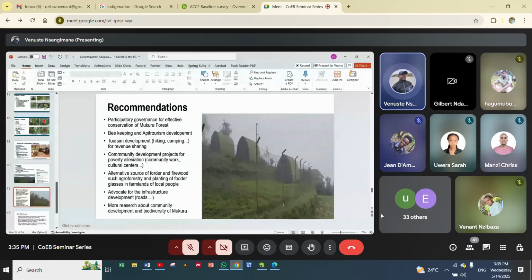Local community members are suggesting that tourism can be developed in the area, and this may include hiking and camping, and this may contribute to revenue sharing. And if you see on the photo, this is an area for camping that has been developed by RDB and REMA, but it has not been working since it was built. And the local community members are saying, if it can be operating, it can be an opportunity for them to get jobs and to promote conservation of the area.